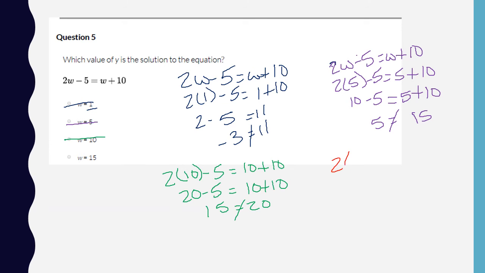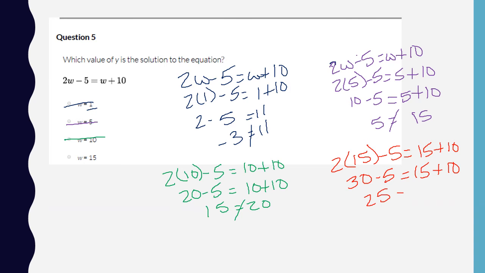2 times 15 minus 5 equals 15 plus 10. So 2 times 15 is 30. 30 minus 5 is 25. 15 plus 10 is 25. Those are equal. So that last option is our solution.